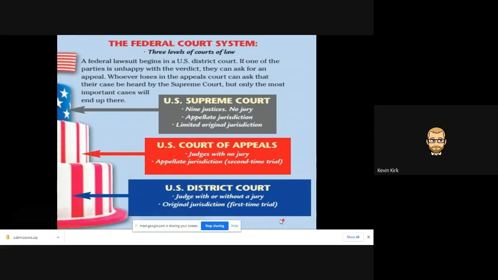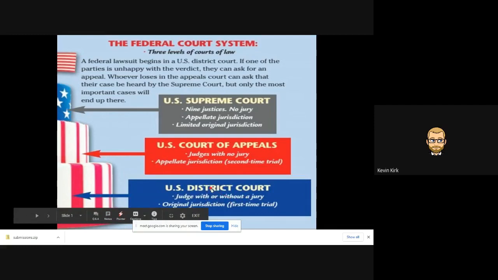So let's talk about what kind of cases each of the courts hear, because we're also going to go over examples. The first one is U.S. District Court. U.S. District Court has trials with a judge and a jury. Of course, the defendant decides whether to have a jury or not. So some of them do and some of them don't. That's why it says with or without.